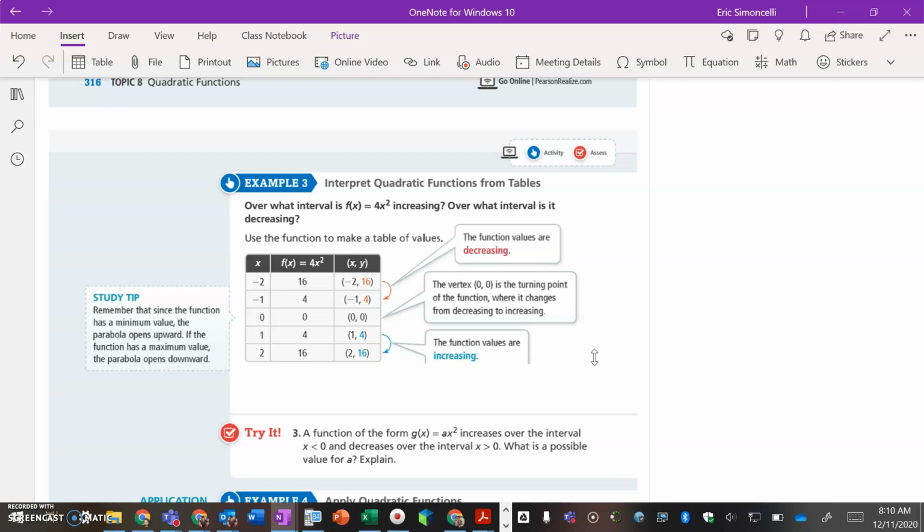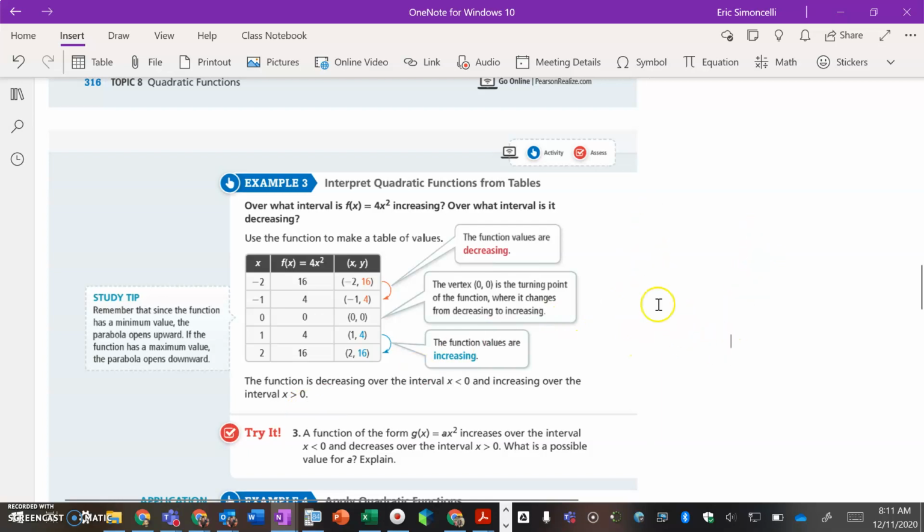So y goes from going down to the left of the vertex, or less than the vertex y-coordinate of 0, as you can see from 0 to the left. These are all negatives, left of 0, but these are decreasing, while to the right of 0, or greater than 0, the y's are increasing. Turns out the function is decreasing over the interval x less than 0 and increasing over the interval x greater than 0.